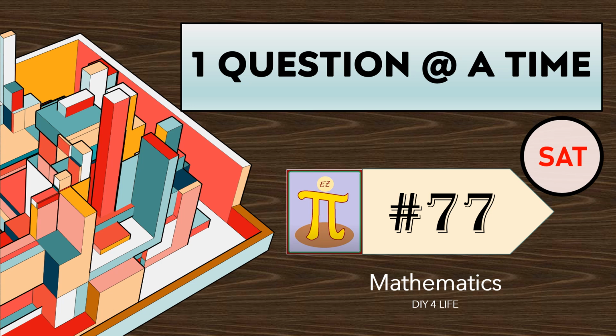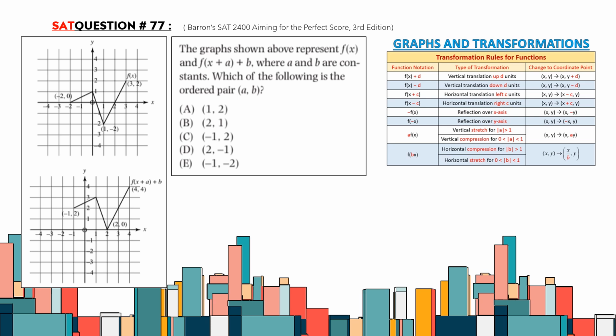Question number 77. The graph shown above represents f of x and f of x plus a plus b, where a and b are constants. Which of the following is the ordered pair a, b?